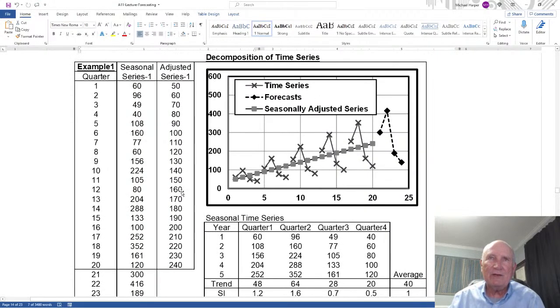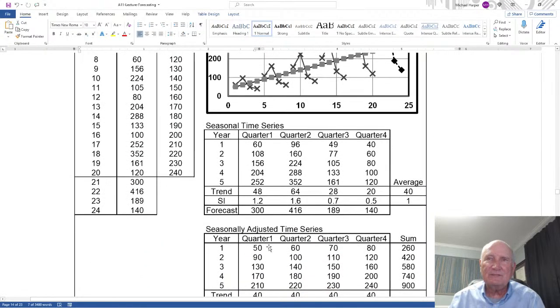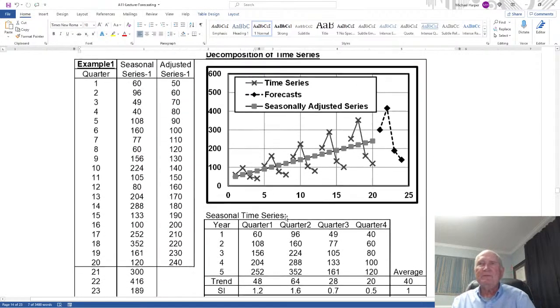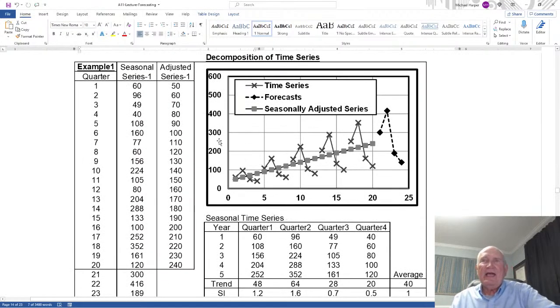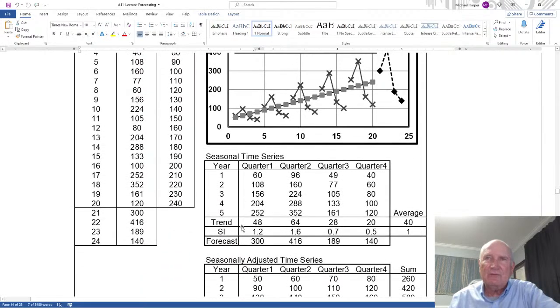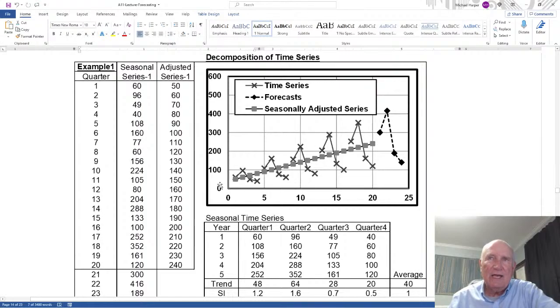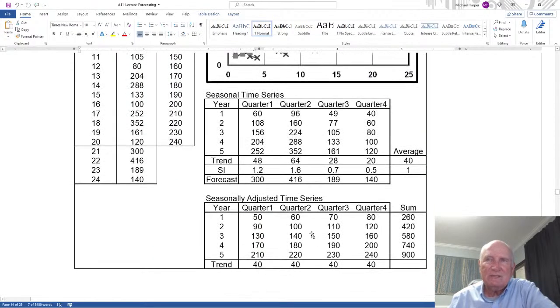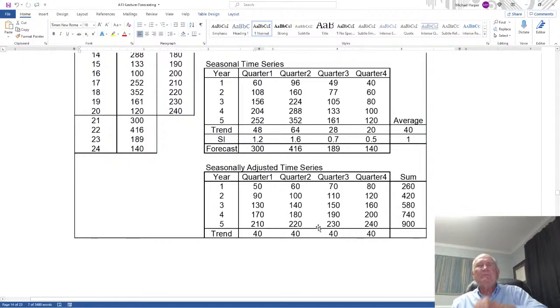Okay, and I plotted it right here. I took my seasonally adjusted time series, I plotted it right here. Okay, so if I had a stationary time series, I wouldn't have taken the trend, I would take the average if it was stationary. But that's why you plot the data, and you can see that you're going to have a trend line. You can see that there's a pattern that repeats, so therefore I'm going to block it, I'm going to get the trend, and I'm going to get my forecast, and then I can get my seasonally adjusted down here.